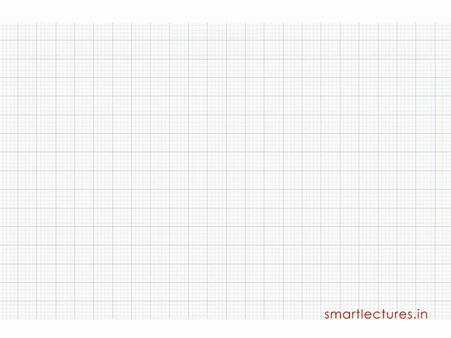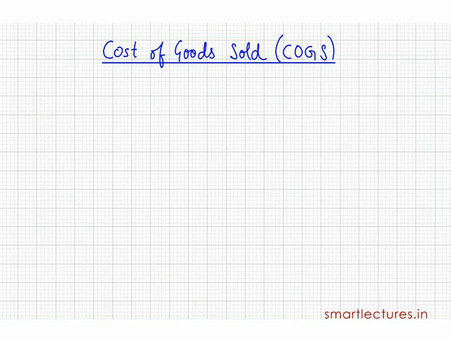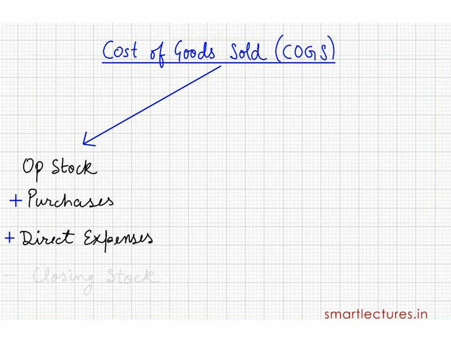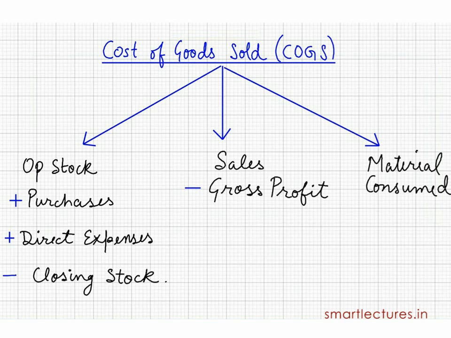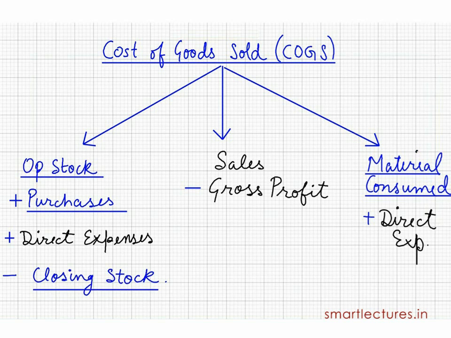And you know the formula of cost of goods sold. Cost of goods sold is always equal to opening stock plus purchases plus direct expenses minus closing stock. Or another formula is sales minus gross profit. Or another formula is material consumed plus direct expenses. Material consumed means opening stock plus purchases minus closing stock. So you must be aware of all these formulas because you may have to use any one of them to solve the practical problems.